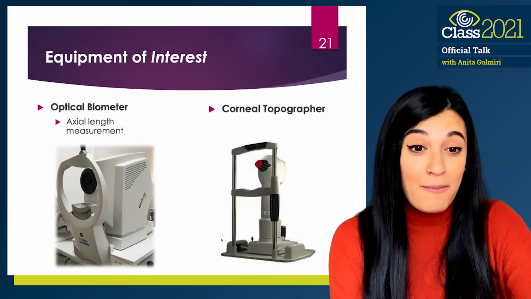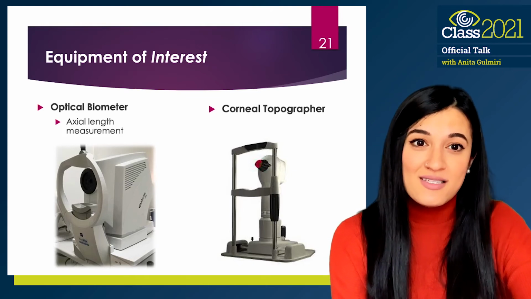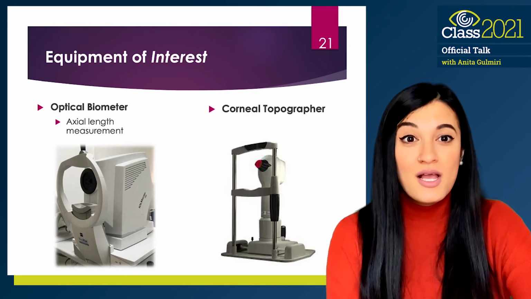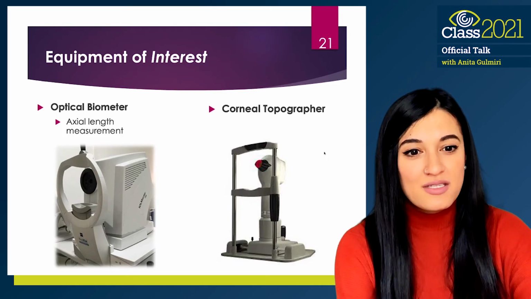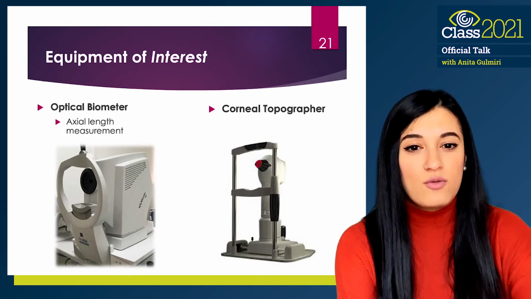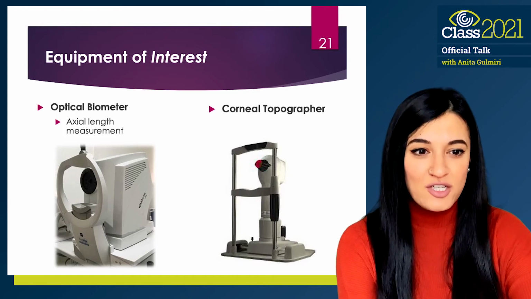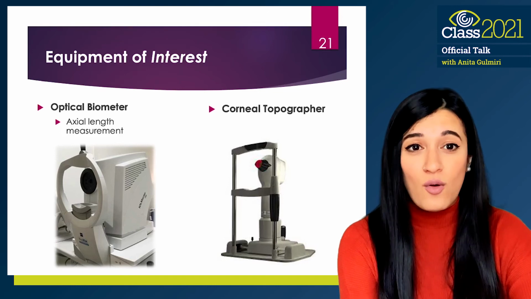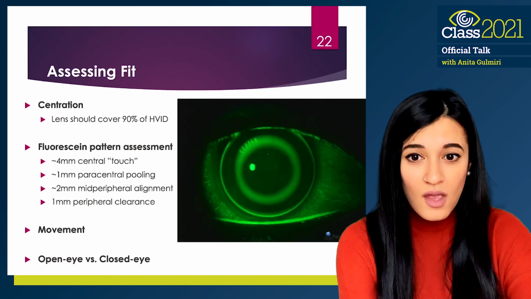These two pieces of equipment I would highly recommend, even if you don't have them in your office, to send your patient out to get these measurements done at an outside office. Refer them out to an ophthalmologist that might have an A scan to get your axial length measurements, or talk to a colleague that has a corneal topographer to effectively manage these patients as well. But when it comes to fitting orthokeratology, having a corneal topographer, I couldn't imagine practicing without one.